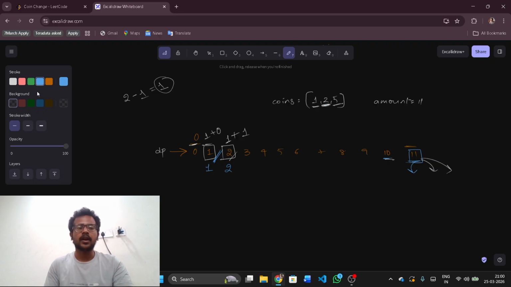So let me go to 2 here. Now, if I take coin 2, then from value 2, the remaining will be 0. What is the number of coins needed to make 0? It's just 0. So 1 plus 0 is 1, which is lesser than 2. So I'll update: to make 2, I just need one coin, which is 2 itself. I think you got it.